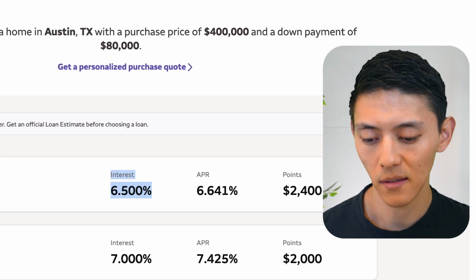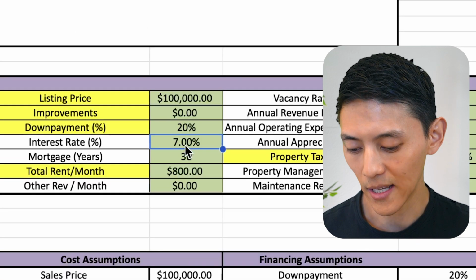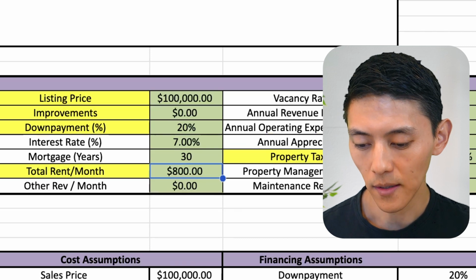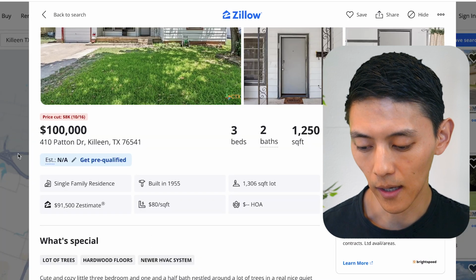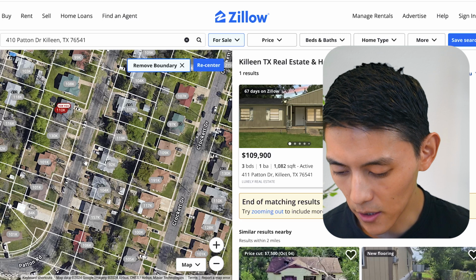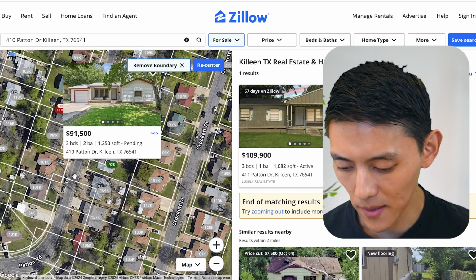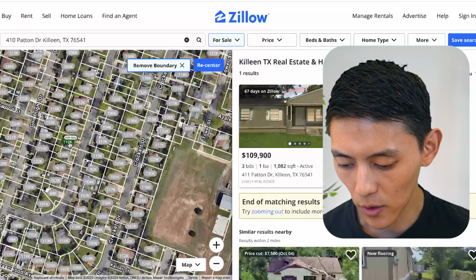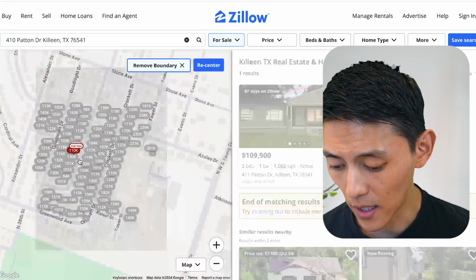This number is probably 7% and no points. So we're gonna put 7% there for now. Now to find out how much rent per month, what I do is I go back on Zillow and I leave this area. So you can see here, this is the property that's pending right now, which means that someone's actually purchased the property. And there's one nearby here for 110,000.